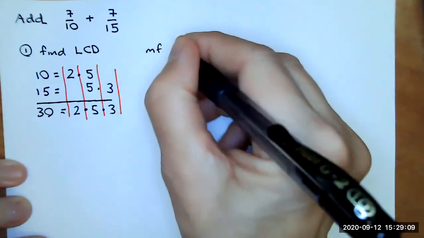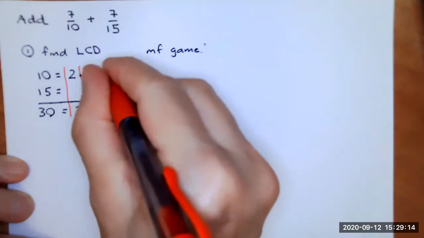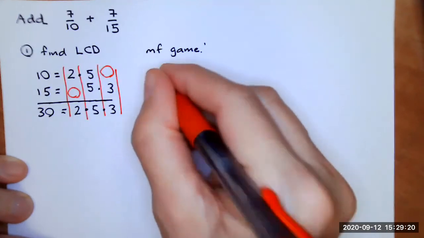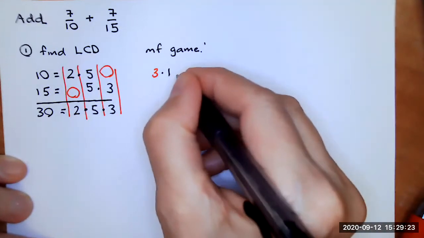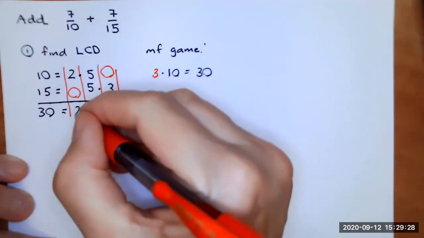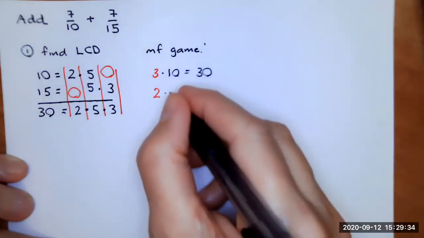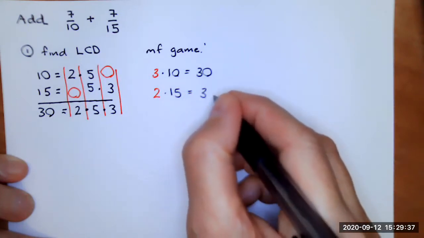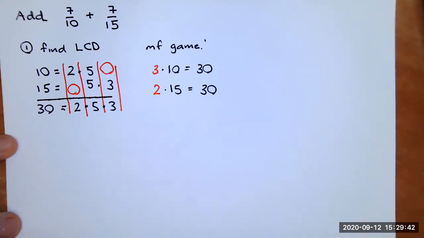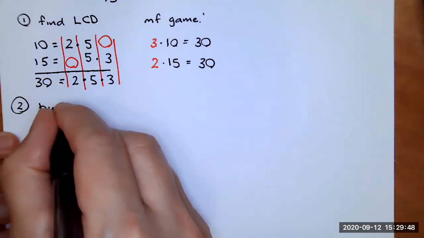And if you want, you can play the missing factor game. So 10 is missing a factor here. 3 times 10 is 30. 15 is missing a factor in the 2 column. So 2 times 15 is 30. We're going to use these missing factors in the second step, which is called build up the fractions.